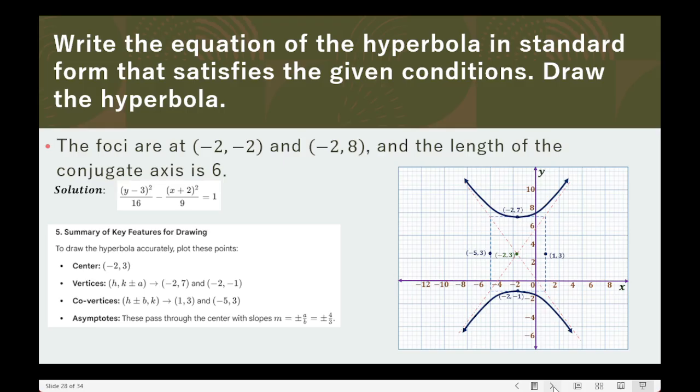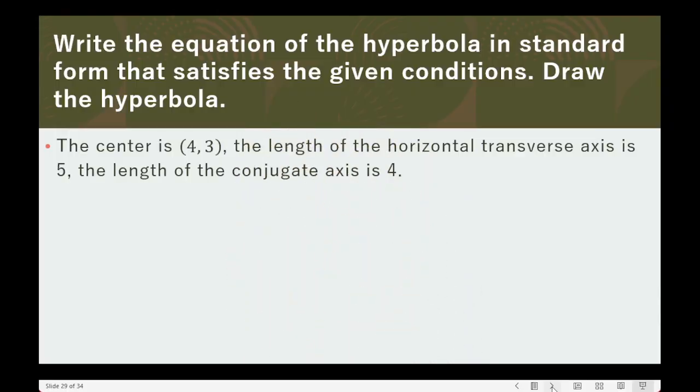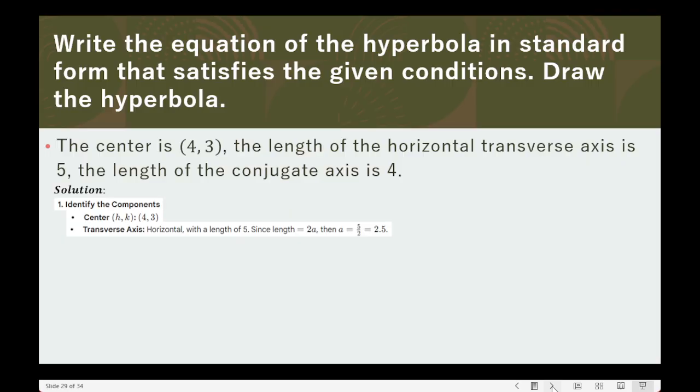Next, write the equation of the hyperbola in standard form that satisfies the given conditions. Draw the hyperbola. The center is at 4, 3, and the length of the horizontal transverse axis is 5. The length of the conjugate axis is 4. For our solution, identify the components. The center is at 4, 3. The transverse axis is horizontal with a length of 5, since the length is 2a.